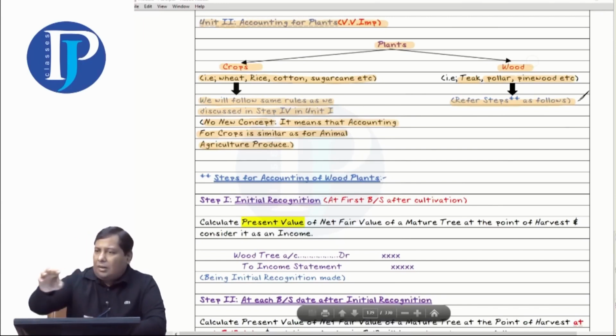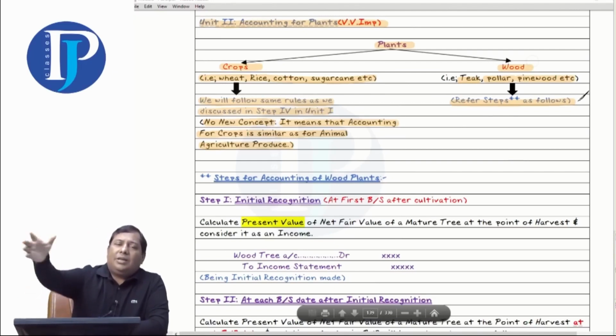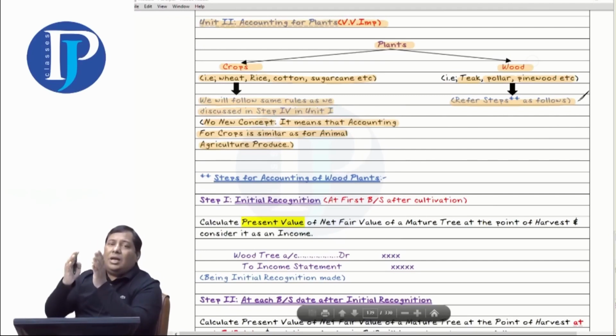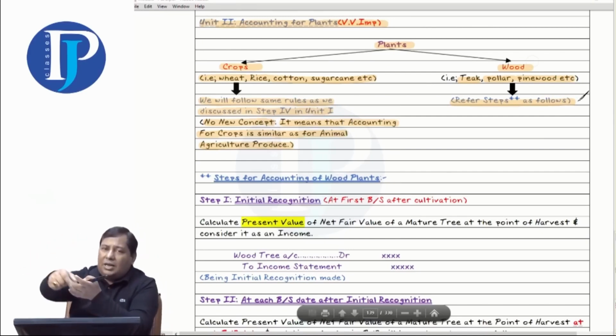Now in wood, let's say I planted a teak tree. You know a teak tree will be ready only after 20 years. It will take 20 years for this tree to mature. So Ind AS 41 says you should find out today what the value of a mature tree will be after 20 years. Say a mature tree is worth 2 lakhs. Then tell me its present value today.